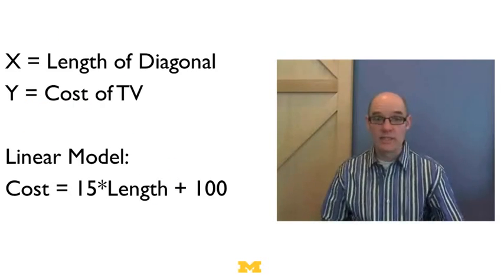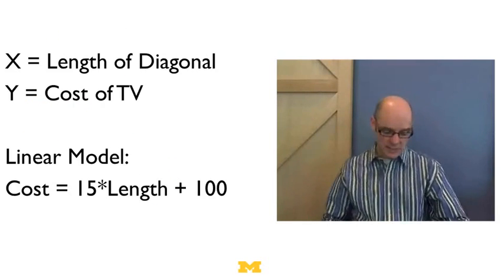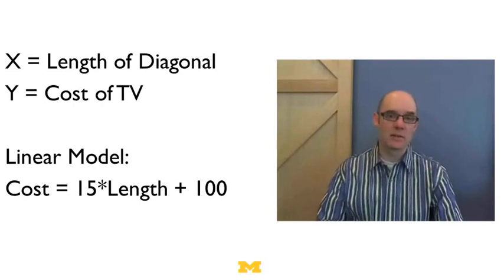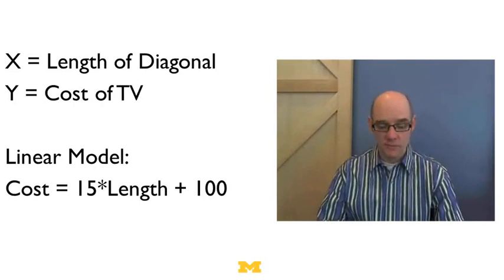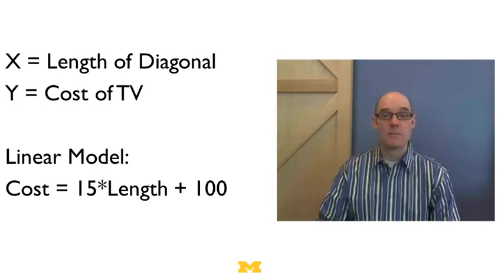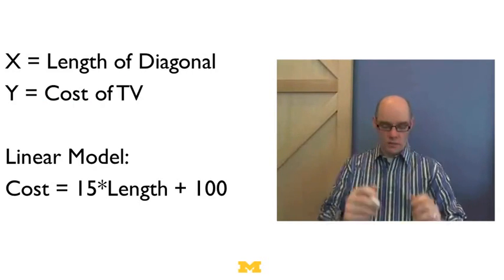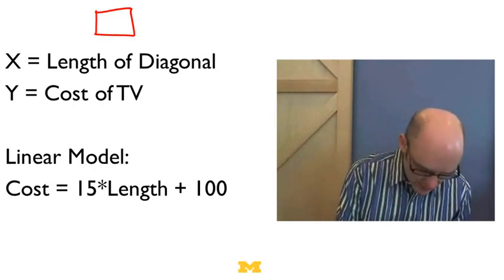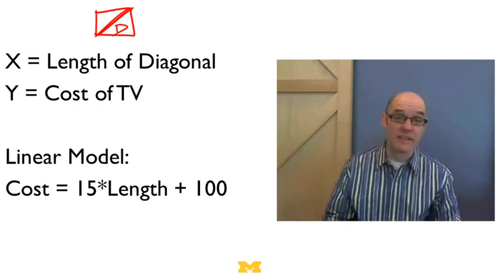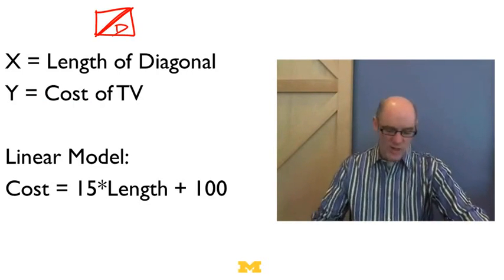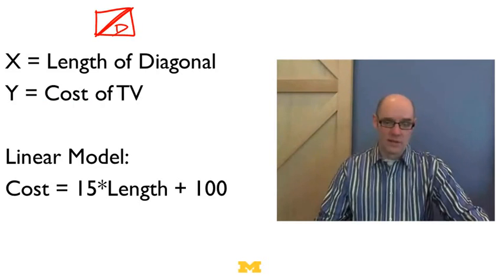All right, let's do a simple example. Suppose you're thinking about buying a TV, and you want to know how much that TV is going to cost. So I want to construct a linear model of the cost of a TV. So let's let x be the length of the diagonal. You get your square screen, and then TVs are measured by the diagonal. That way they can pretend the TV is bigger than it really is. Okay, so x is the length of the diagonal, y is the cost of the TV.